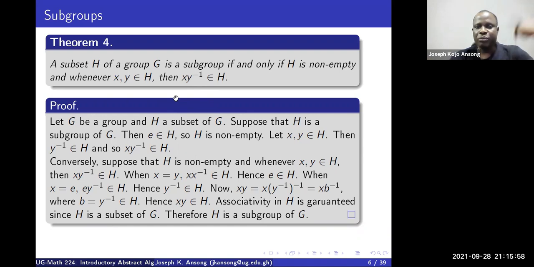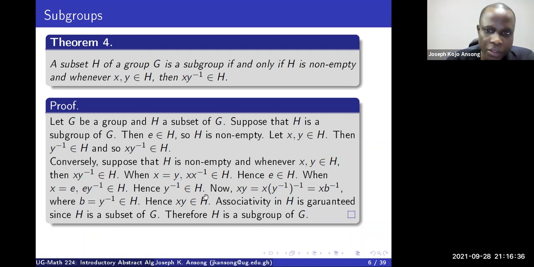Good. I want to prove the converse. Now I want to suppose that H is non-empty, and that when I pick two elements in H, X times Y inverse also belongs to H. So it's not empty, and this condition also holds. So using the fact that H is not empty, and this, I want to prove it's a subgroup. Again, to prove it's a subgroup, basically I want to prove it's a group: associativity, there is an identity, and every element has an inverse. Keep that in mind always.